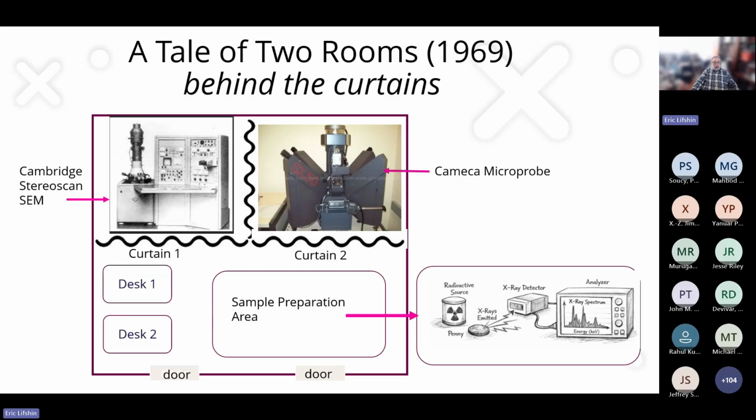Now, let's go back, instead of a tale of 2 cities, to a tale of 2 rooms. I'm not sure about this date. It could be 68 or 69. And here was the story. When I was at GE, I had a room that had an old Cambridge Stereoscan, or a new one, I should say, at the time. In one place, behind curtains, it had to be dark because you had to photograph the display. And behind the other curtain was the microprobe. As I mentioned before, in a lot of companies, you were either a microprobe person or an SEM person. You wouldn't necessarily talk to each other.